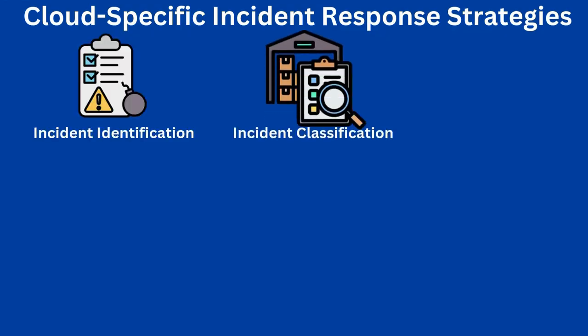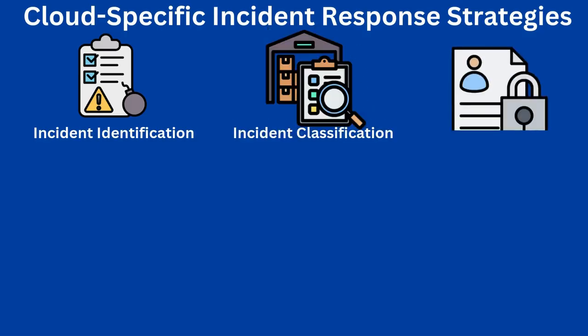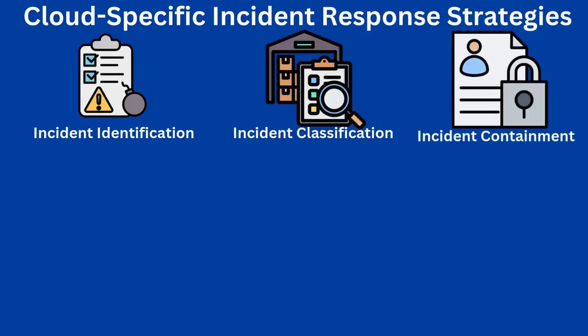Incident classification. When an incident is detected, classify it based on severity and impact. Prioritize incidents that pose immediate threats to your critical assets. Incident containment. Isolate affected resources to prevent the spread of the incident. Cloud providers offer features like security groups and network access controls for containment.